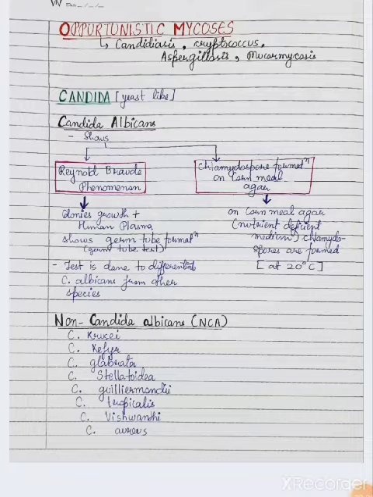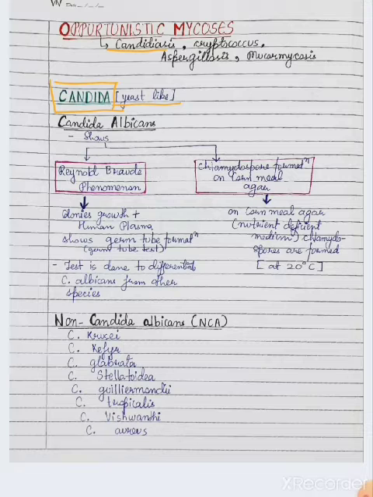Hello, people. Now we will be learning about the opportunistic mycosis. It includes candidiasis, cryptococcus, aspergillosis, and mucormycosis. So, firstly, we will learn the Candida. Candida is yeast-like. In this, the Candida albicans.